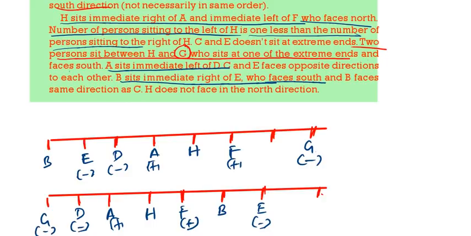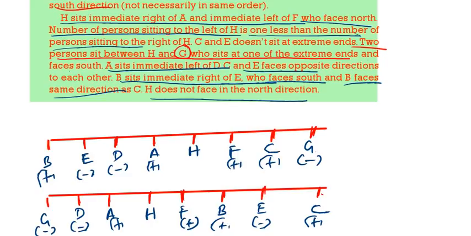Then we are left out with C. And C and E face opposite directions. So here C will be plus, here also C will be plus. B faces the same direction as C. So since C is plus, B is also plus. H does not face the north direction. So H will face the south direction.